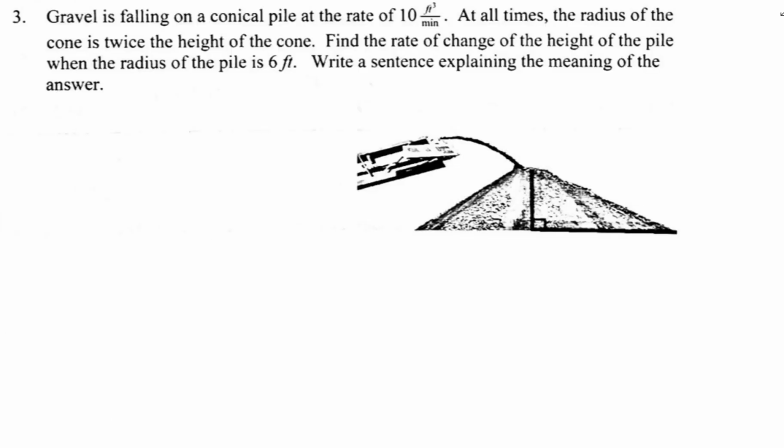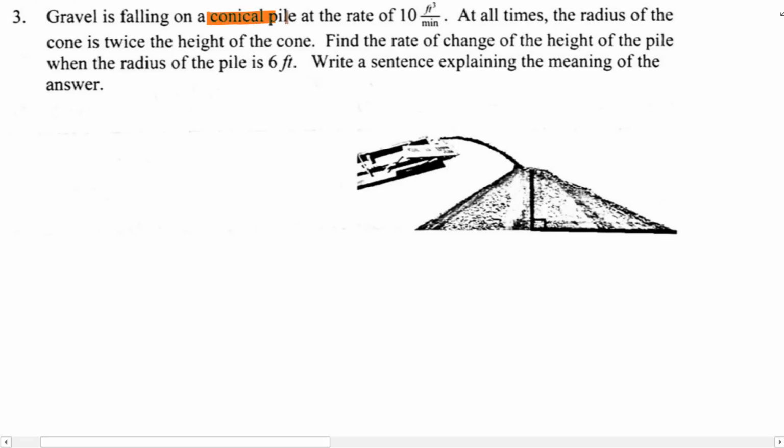Gravel is falling on a conical pile at the rate of 10 feet cubed per minute. At all times, the radius of the cone is twice the height of the cone. Find the rate of change of the height of the pile when the radius of the pile is 6 feet. Write a sentence explaining the meaning of your answer.